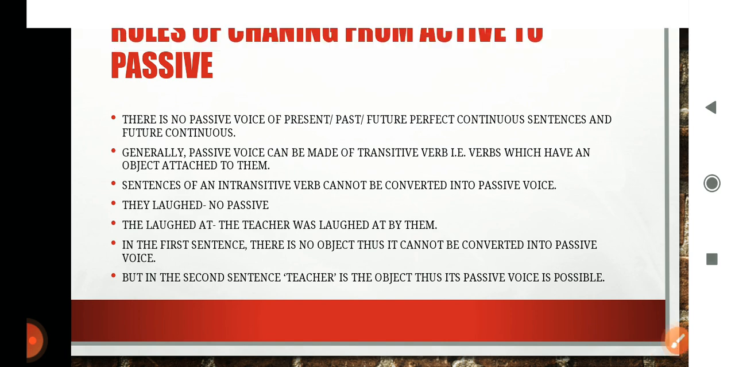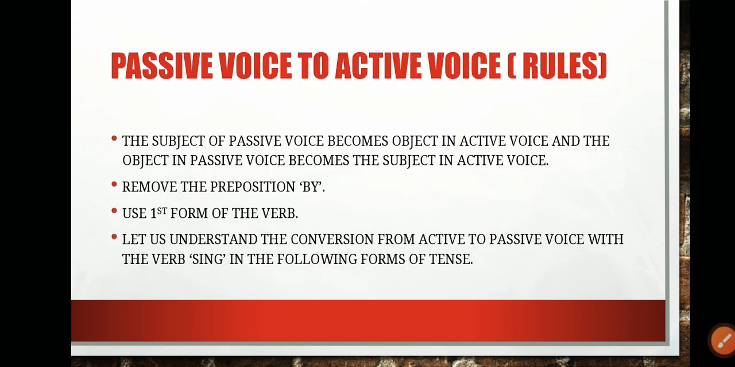So let us move forward. So this was all about the rules of changing active voice to passive voice. Now we will be discussing how to change a passive voice to an active voice. What are the rules? Let us see. The subject of the passive voice becomes the object in an active voice. If we see, children, in the active voice, the subject will become the object and the object will become the subject.